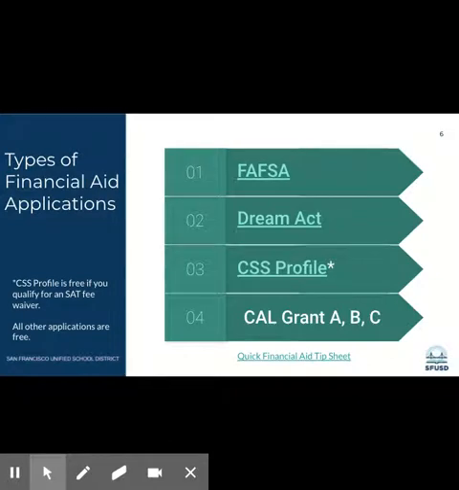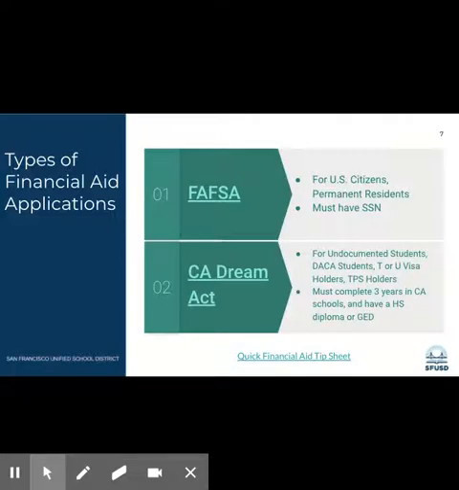There are different types of financial aid applications. All of them, minus the CSS profile, are free, so be careful that you're filling out the correct application online. Number 1, the FAFSA is the free application for federal student aid. This application can qualify you for money from the federal government. It is for U.S. citizens, permanent residents, and you must have a Social Security number to complete it.